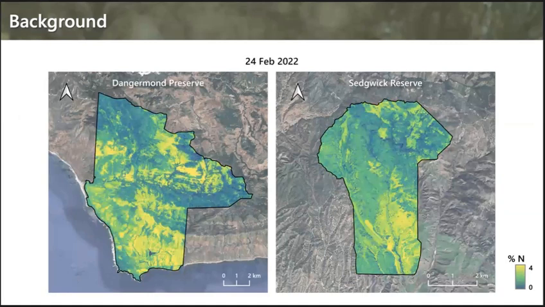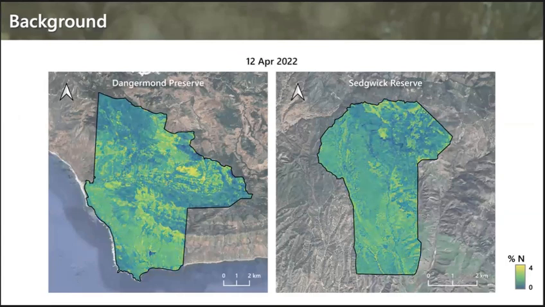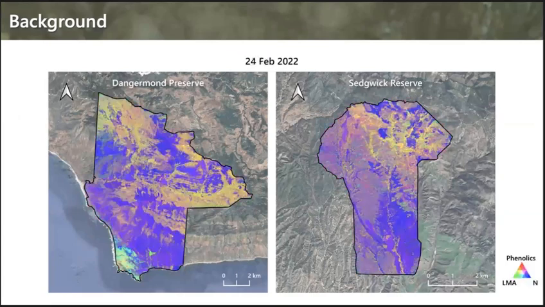So this is looking at the distribution of foliar nitrogen across the Dangermond Preserve and Sedgwick through the period of the SHIFT project. And with multiple traits, we can also start to look at how the landscape differs along different trait axes. So for example, I have 3 traits shown here: leaf mass per area in green, nitrogen in blue, and phenolics or defense compounds in red. And it really highlights the different functional strategies across the landscape.